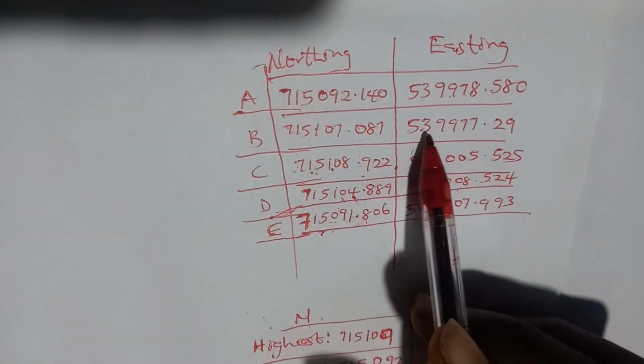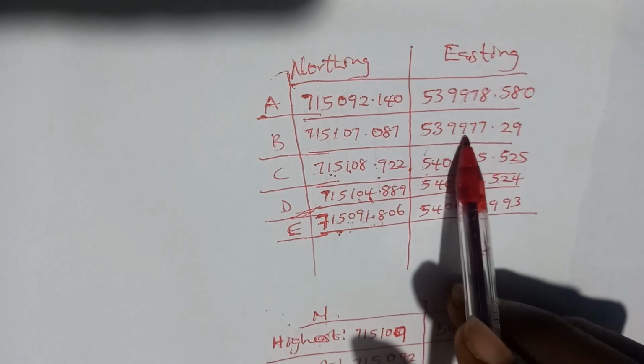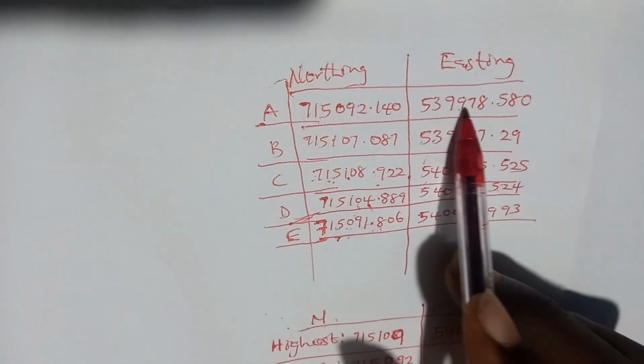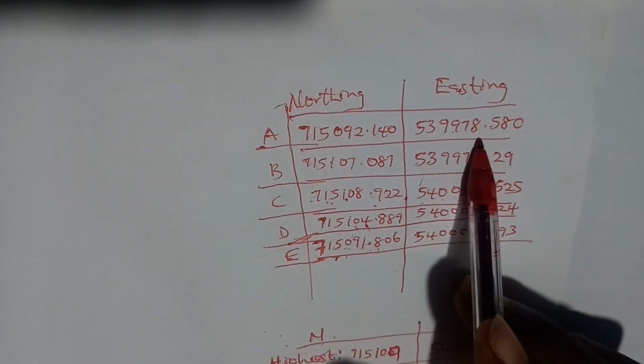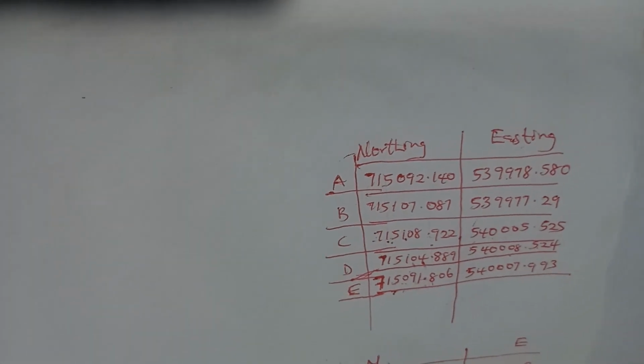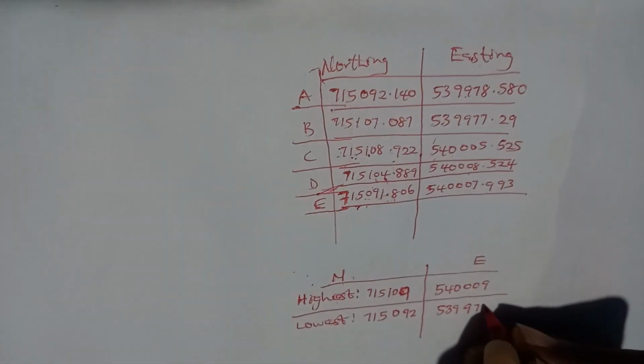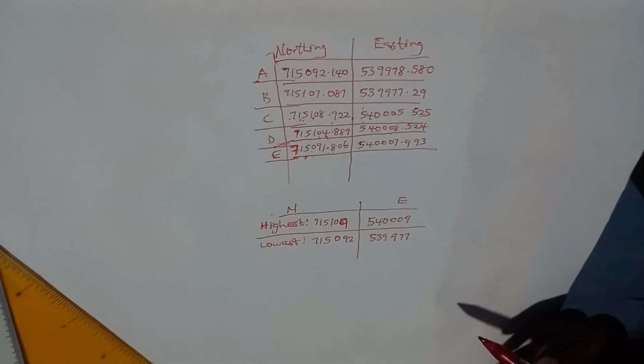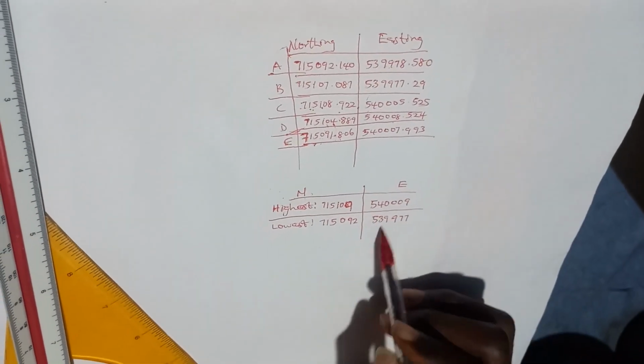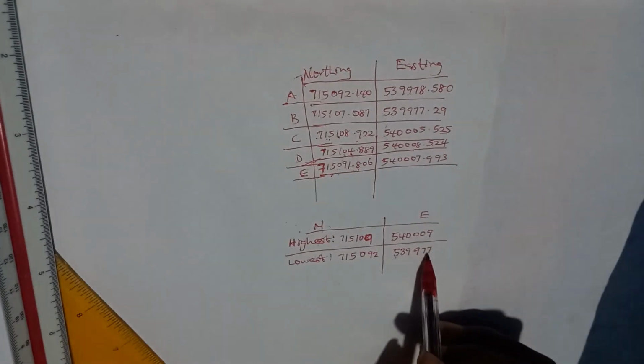And for the lowest, we have 539,977, 539,978. So the lowest is 539,977.